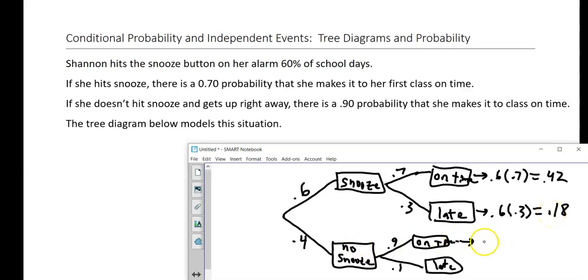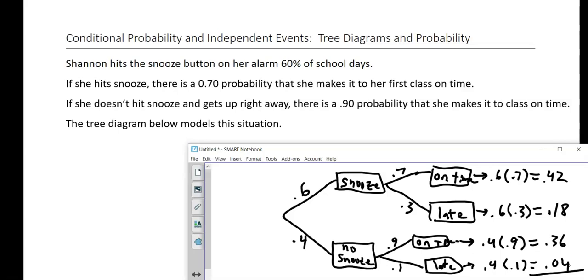I'm just doing this for all of them. So 0.4 times 0.9 is 0.36, and then 0.4 times 0.1 is 0.04. If I add all those up, you should get 1. 0.42 plus 0.18 is 0.6, then 0.96, and it does add up to 1. So that means we did it correctly.